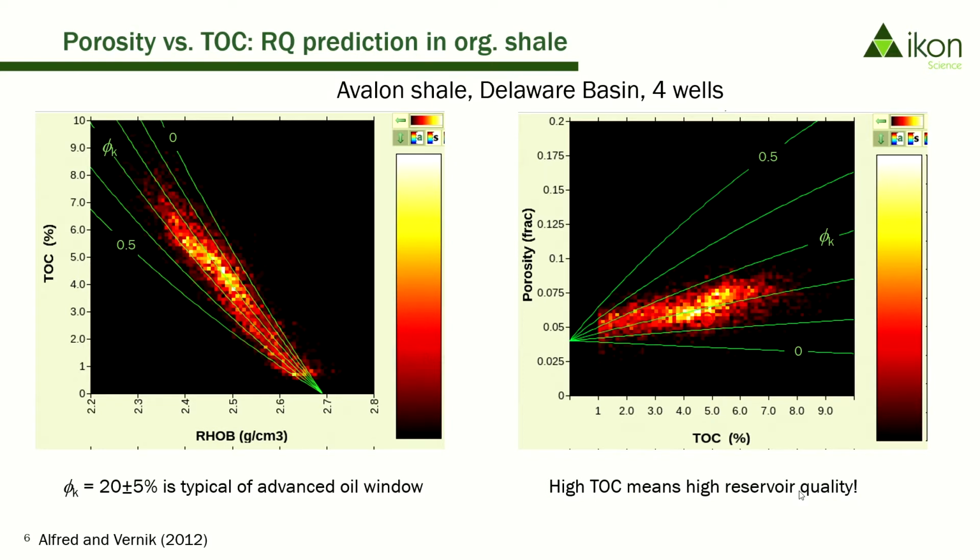So if we calibrate our TOC and we have the density measurements, we can immediately compute our total porosity and cross-plot it against TOC as I show here. And you see that the total porosity is actually increasing with TOC. So that means the TOC is a very good reservoir quality indicator in unconventional shale reservoirs.